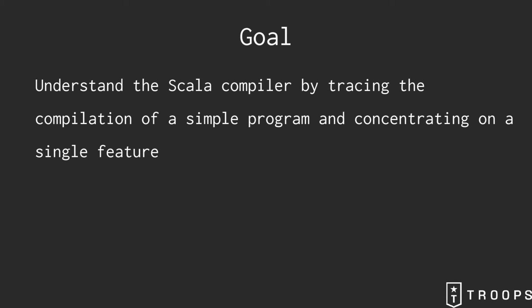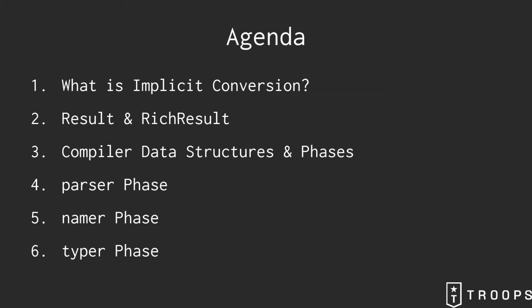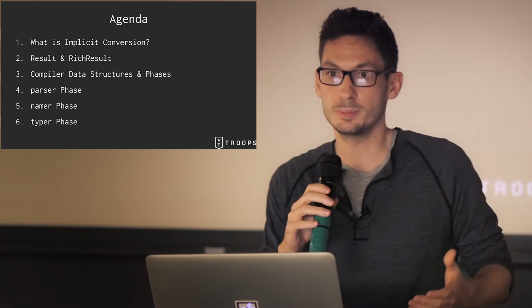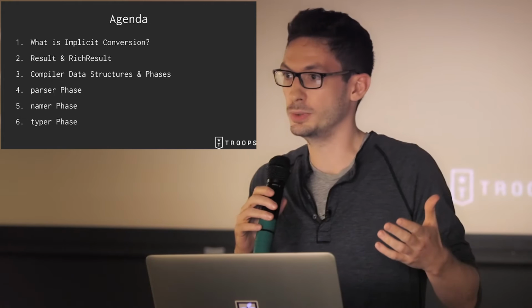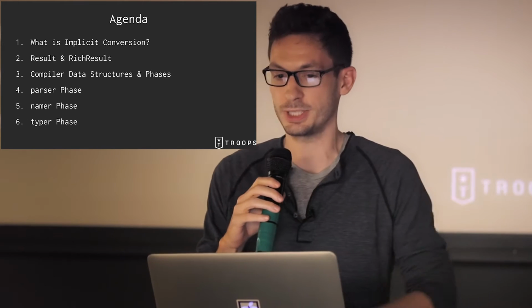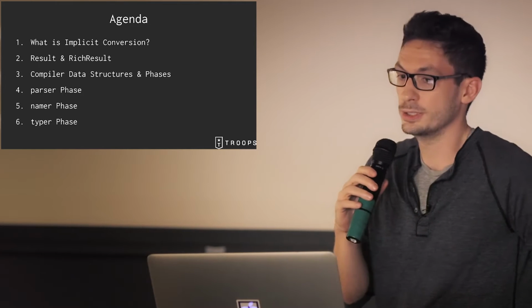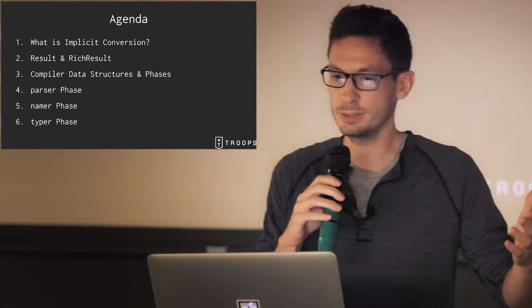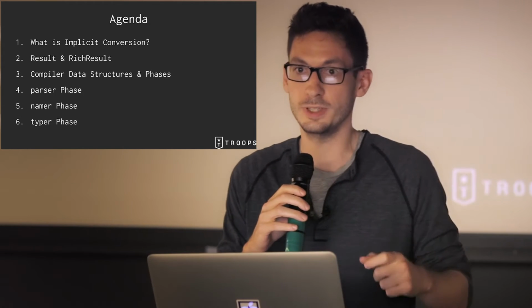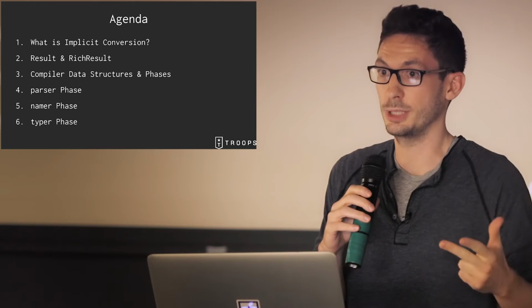So the goal of this talk is to understand the Scala compiler. We're going to do that by tracing the compilation of a simple program and concentrating on a single feature within the language. So there's an agenda. The first is, what is implicit conversion? You've probably all used implicit conversion, but we really want to understand a lot more about specifically what it is in the language specification. The next is our simple program. This is going to be Result and RichResult, and we'll look at the Scala code, and we're going to trace that Scala code as we compile it in Scala C. Then we're going to talk about the compiler data structures and the different phases within the compiler, and then we're going to talk specifically about three major phases: the parser phase, the namer phase, and the typer phase.